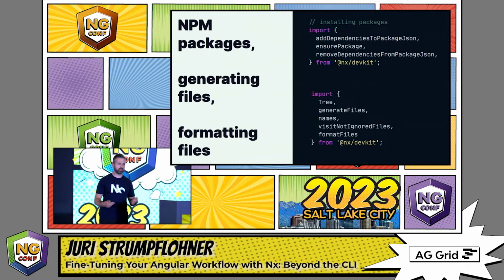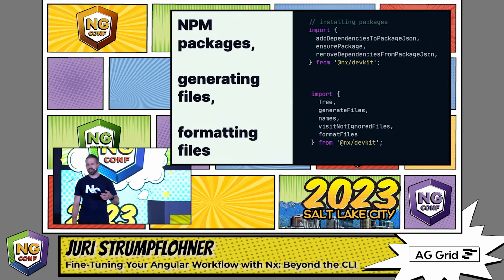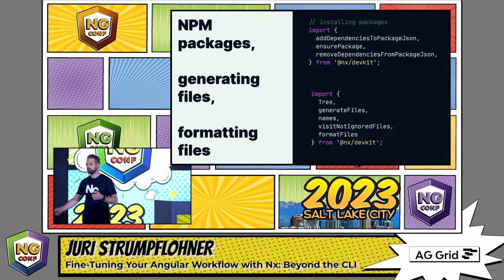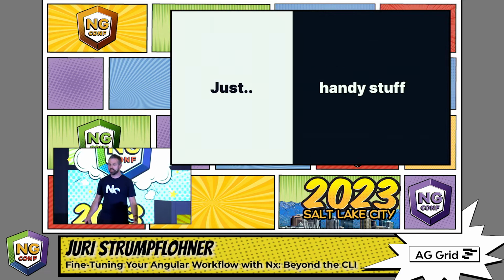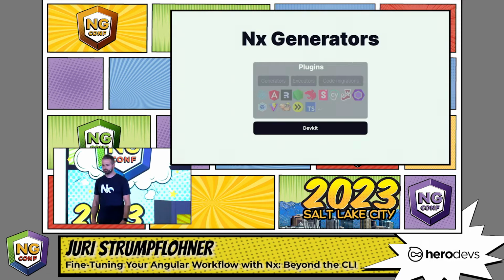And then there's a bunch of other stuff, like ensuring that packages are installed or triggering npm package installs because you might need that as part of your generators. Obviously generating files from templates, formatting files, and iterating over files in your workspace. So basically just handy stuff that you might need when you write those extensions.